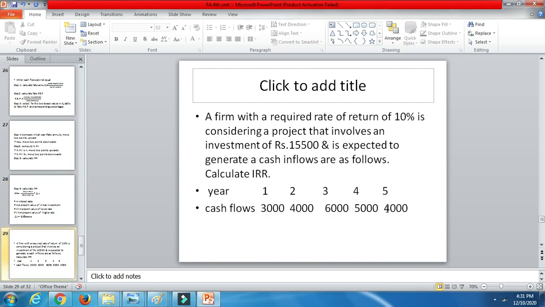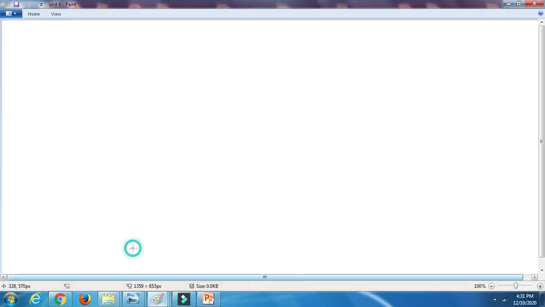This is the question. Let's take down the entire information, then I'm going to show you how we calculate this problem. When cash flows are not equal, that means different cash flows, like how he has given you. So for the initial investment, we are calculating IRR.